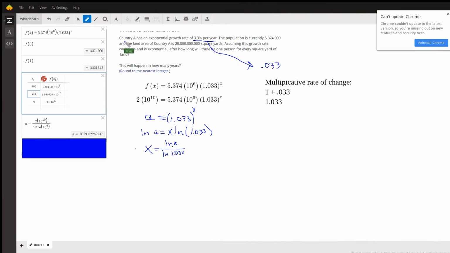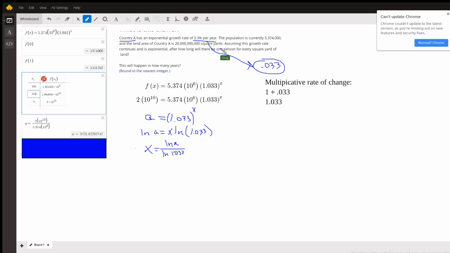Okay, this country A has an exponential growth rate of 3.3% per year. That means that at the end of every year, there'll be 3.3% more people than there were the year before. So there's the growth rate.